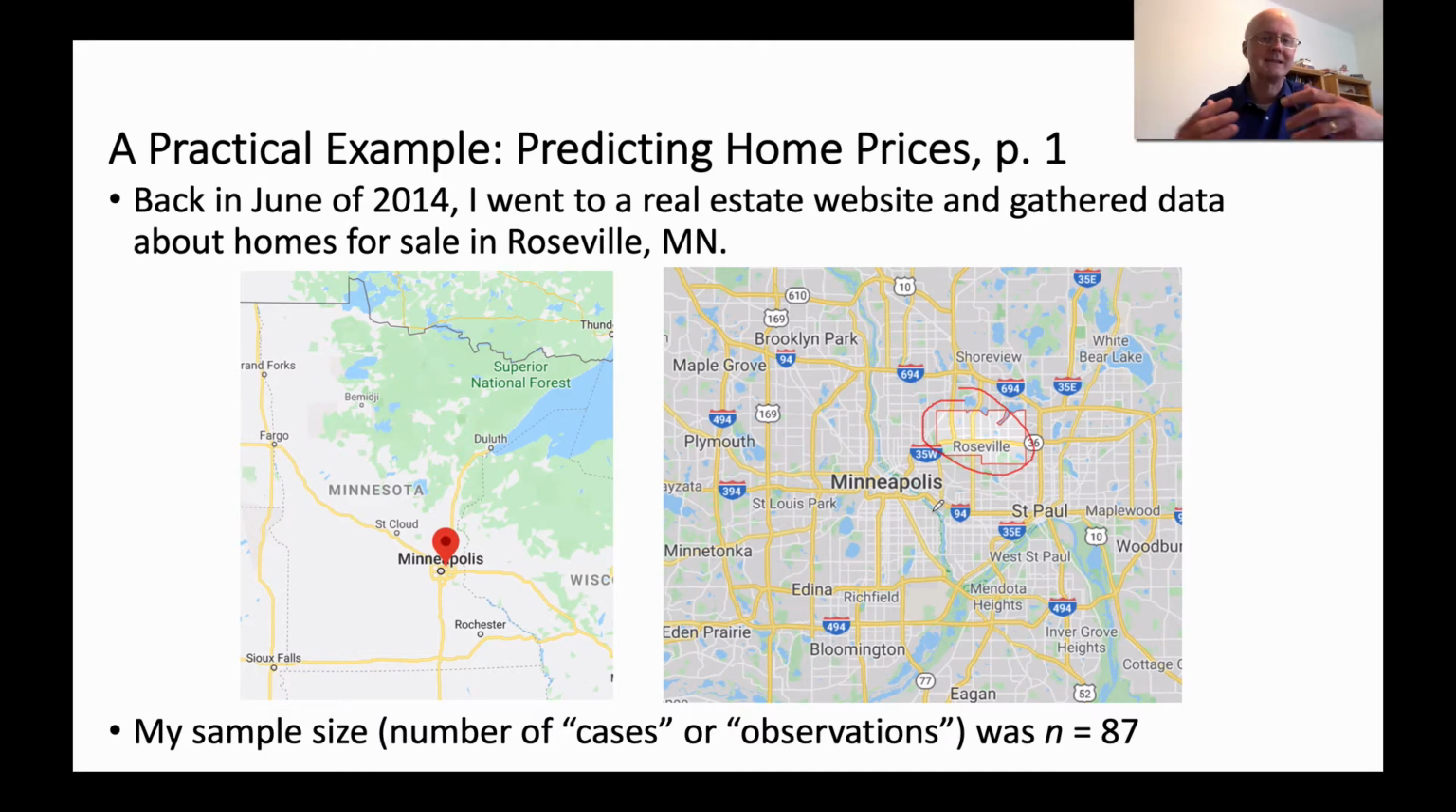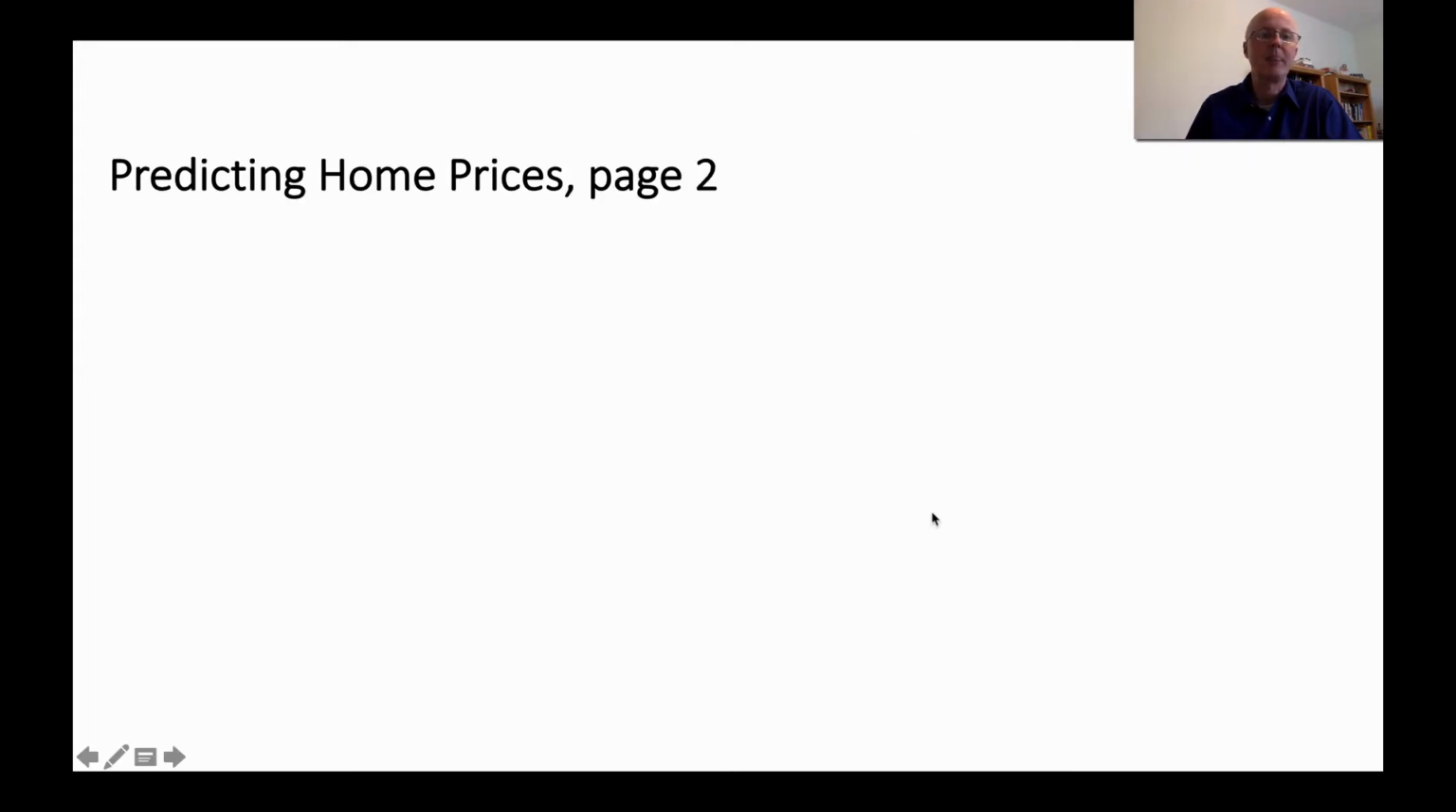I can think of that as a sample from the larger population of all homes in Roseville, if I like. Is it truly a random sample? Well, not truly, because it's particular homes that were on sale, but you know, that's random enough that it's probably decently valid to call it a random sample. You could also call that the number of cases or observations, again, n equals 87.